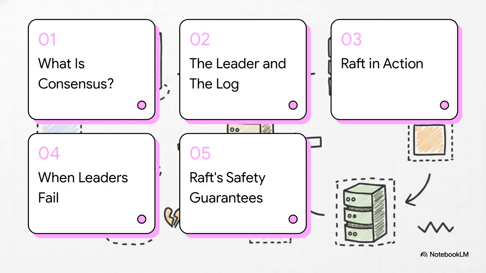So here's our game plan. First, we'll tackle the big question. What even is consensus? Then we'll introduce the two core concepts of Raft, the leader and the log. After that, we'll see Raft in action. And then, this is the important part. We'll look at what happens when leaders fail and how Raft provides its famous safety guarantees.